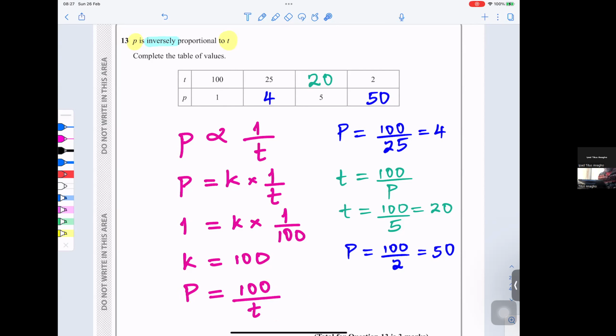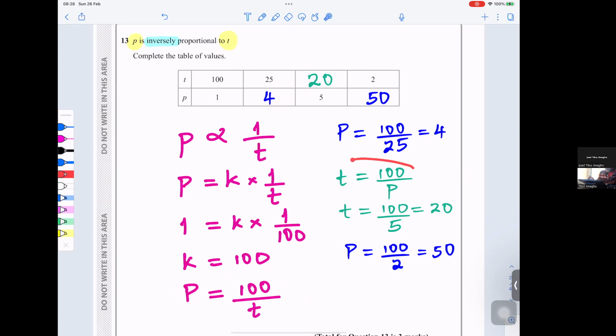Now we can start to complete the table. p is 100 divided by t. So when t is 25, you will put the 25 there. So it'll be 100 divided by 25. It gives you 4. When p is 5, what is t?